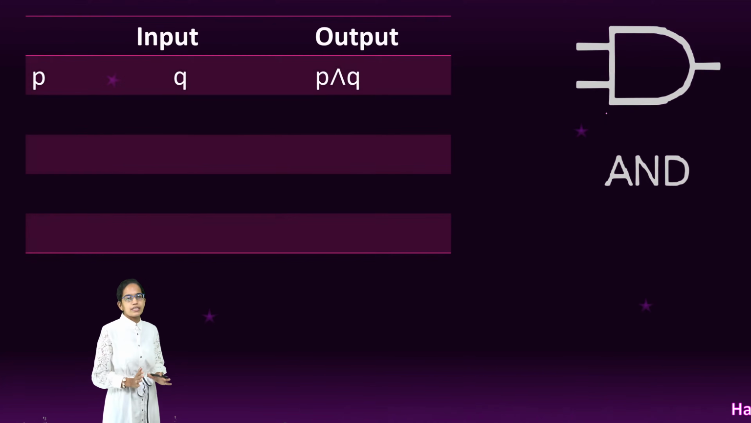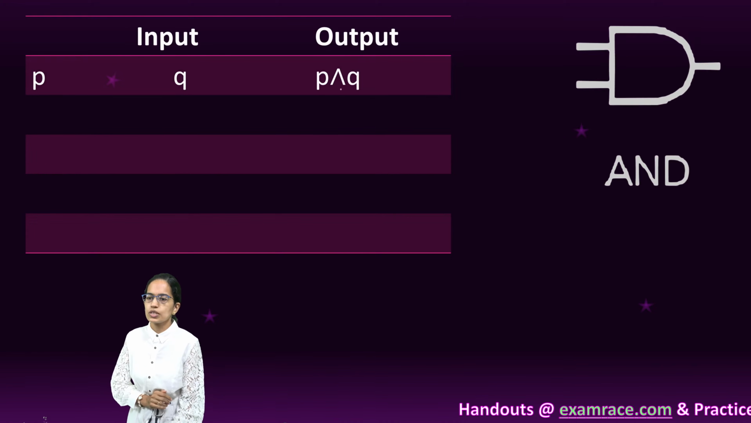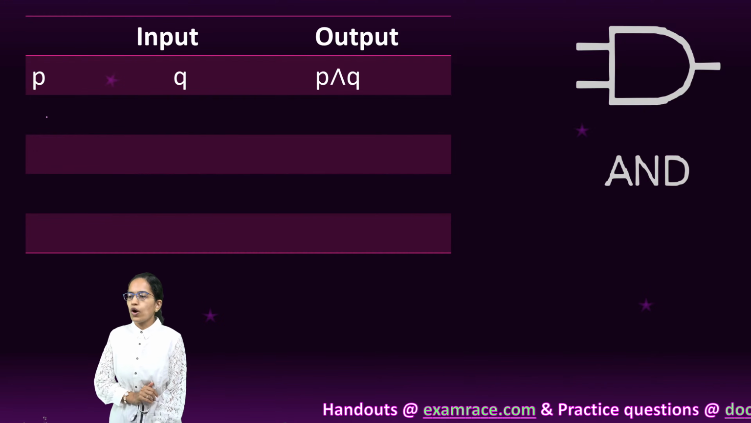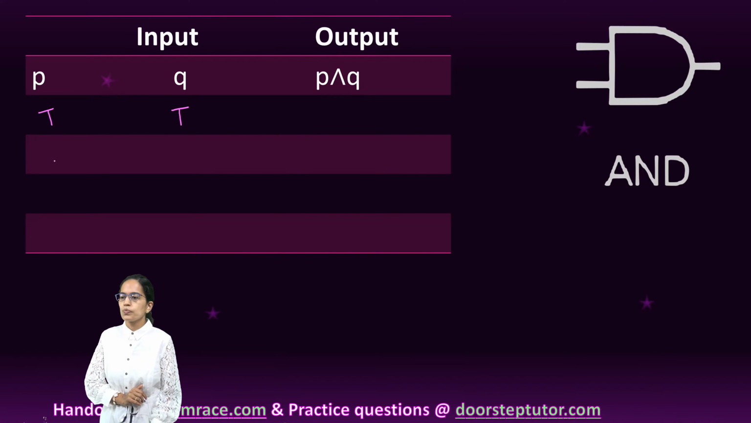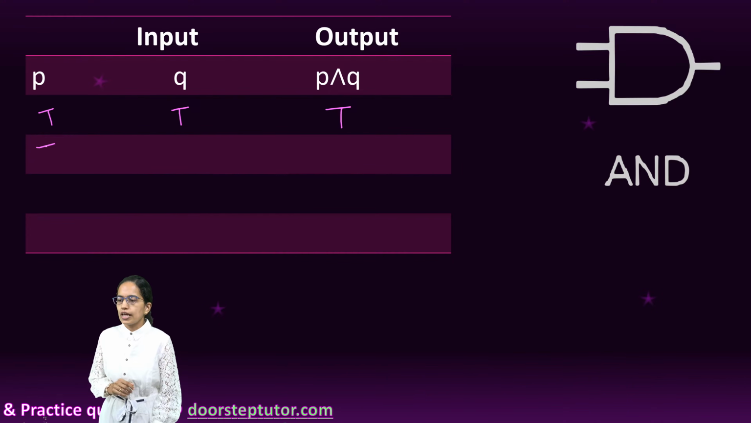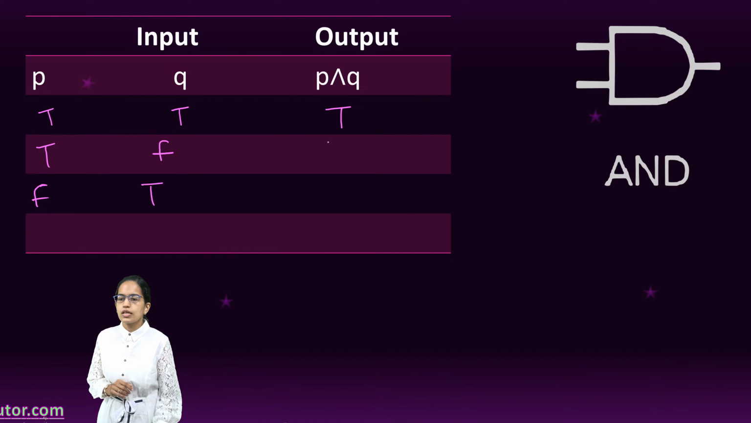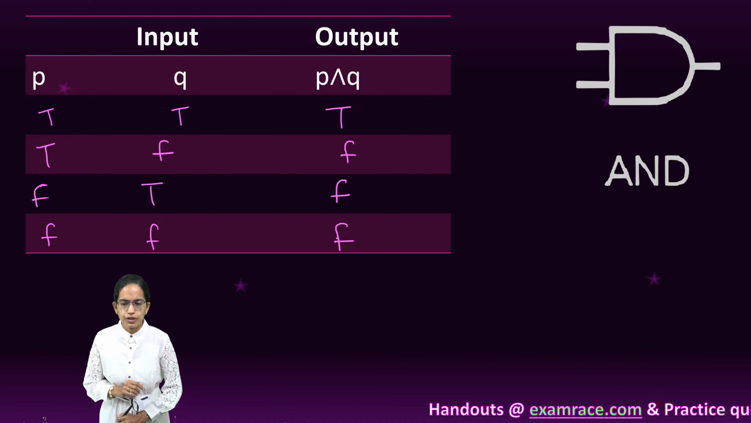Coming on to next is the AND. Now, as we said, for AND, we use the inverted V sign. So, if both of the inputs are true, then and only then my output would be true. If one input is true and the other is false, my output would be false. And if both of them are false, definitely my output would be false.